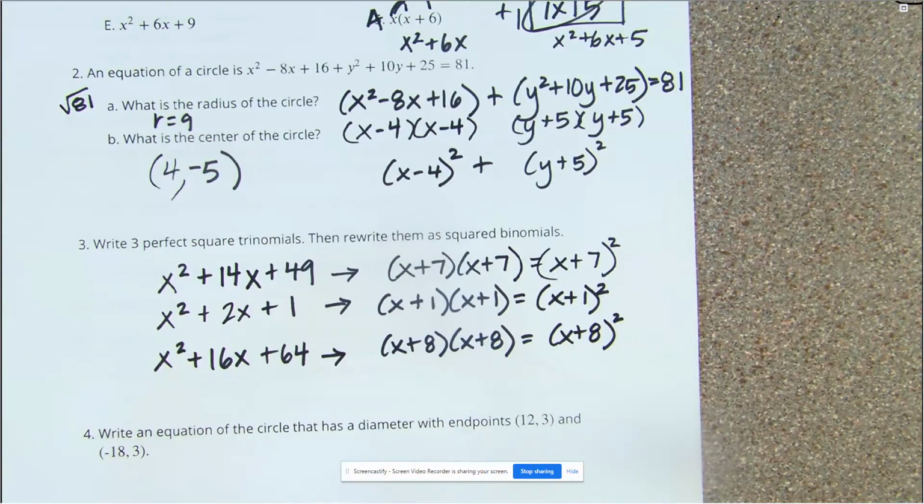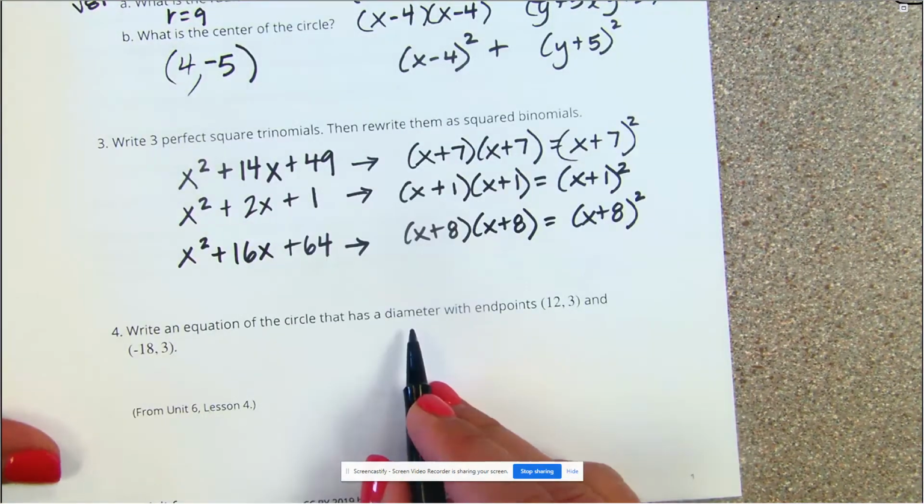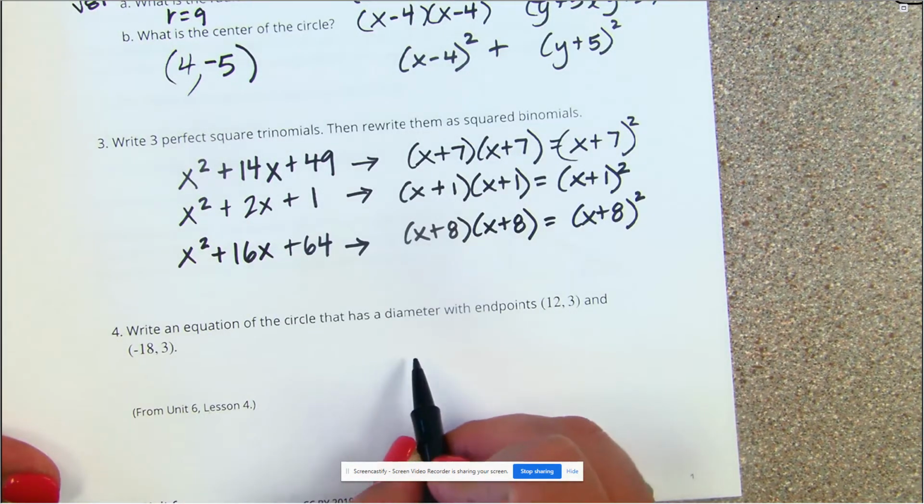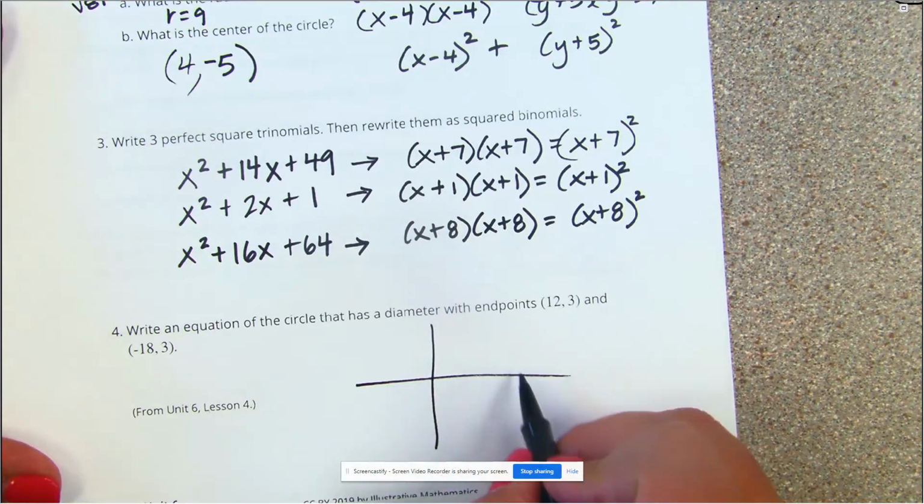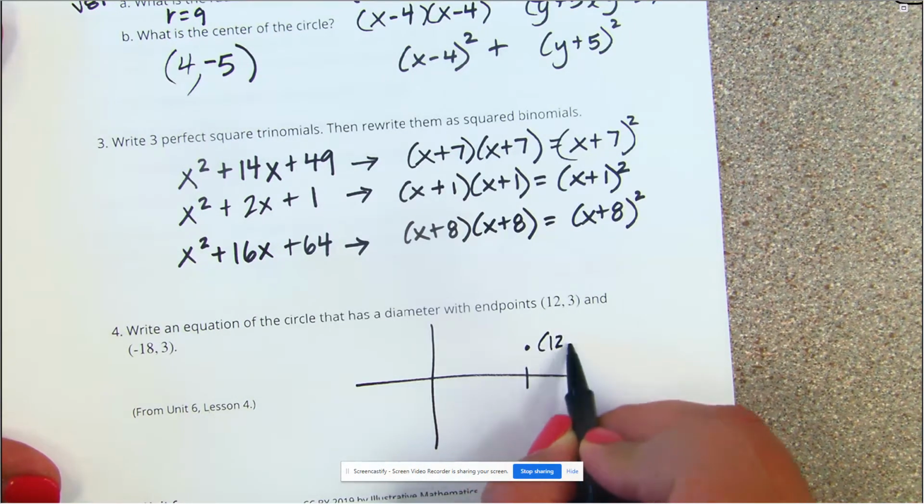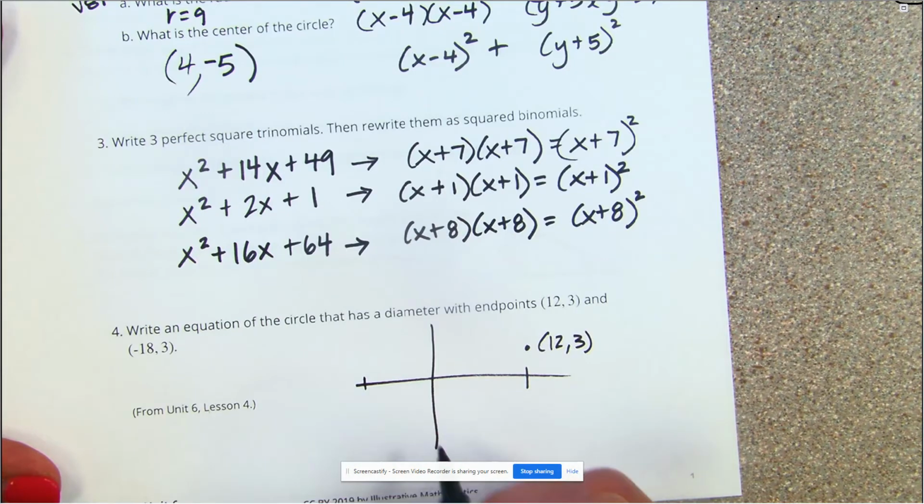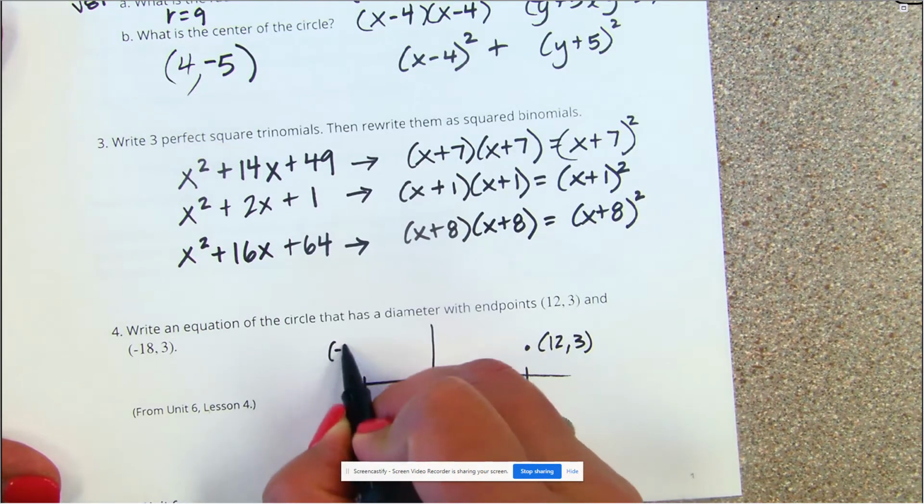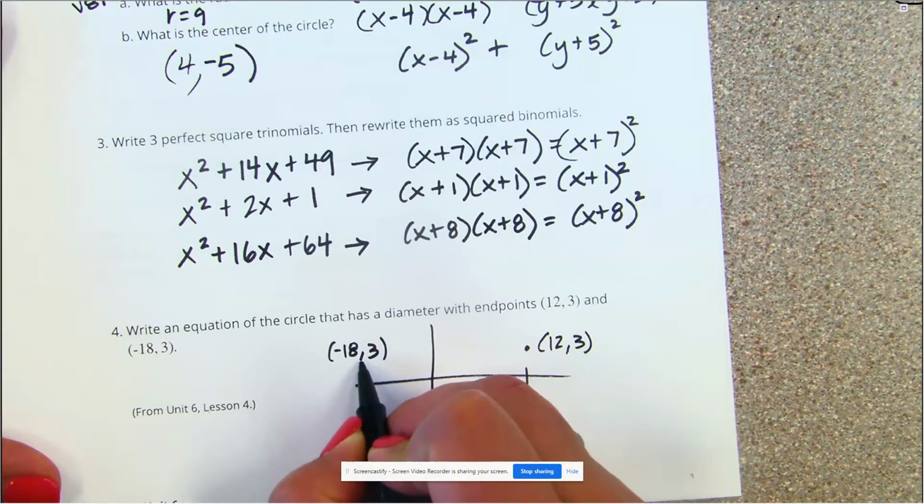All right, number 4, write the equation of a circle that has a diameter with endpoints 12, 3 and negative 18, 3. Well, I'm going to visualize this. That is not drawn to scale, by the way. I'm just drawing this to visualize it.